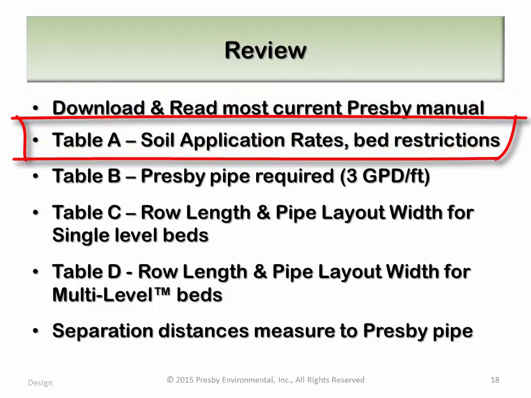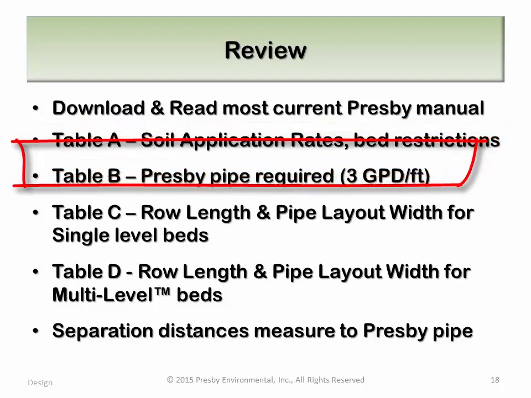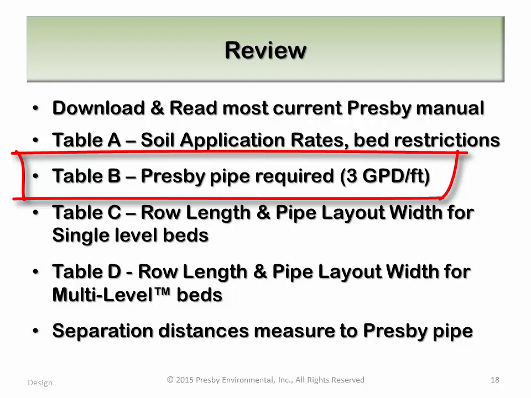Table A provides Presby soil application rates when either the soil structure or percolation rate is known. It also provides bed restrictions concerning slopes and bed configurations. The soil's application rate is used to calculate the required system sand bed area. Table B provides the acceptable Presby pipe loading rate for both residential and commercial applications. For normal strength effluent, that will be 3 gallons per day per foot.